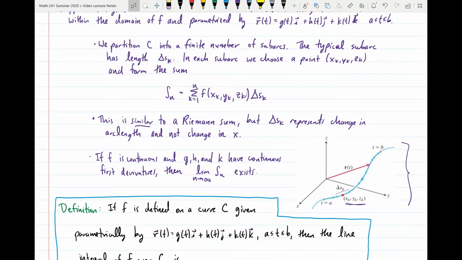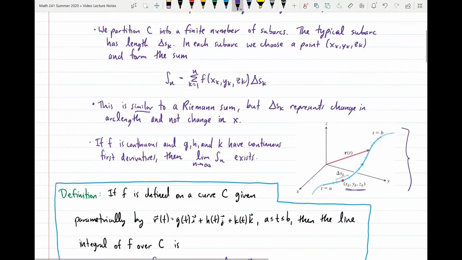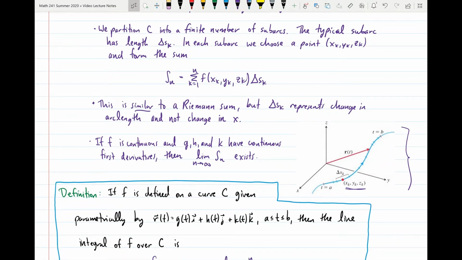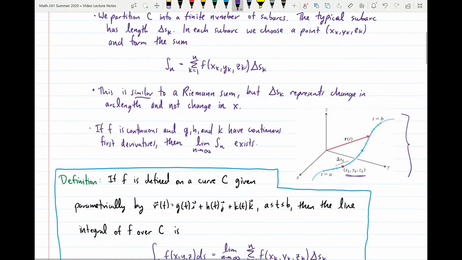And after we choose a point for each of these intervals, and again we denote the point by x sub k, y sub k, z sub k, then we can form the following sum, which resembles the Riemann sums that we've been talking about in the last chapter. So we have s sub n equals the sum from k equals 1 to n of f of x sub k, y sub k, z sub k, times delta s sub k. So we have the function evaluated at each of the points along the particular subintervals of the curve, multiplied by the arc length of those subarcs.